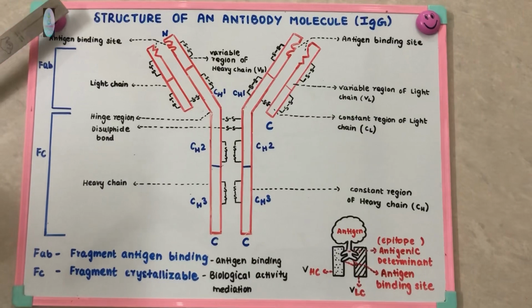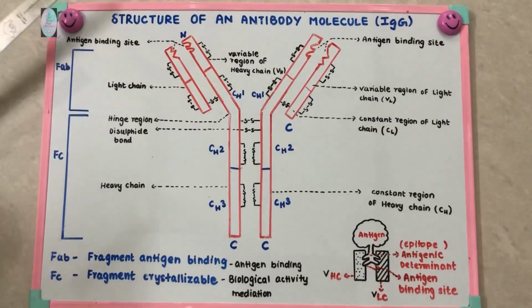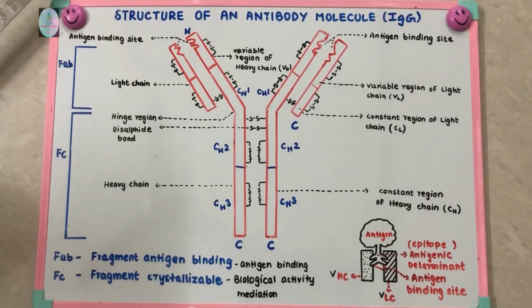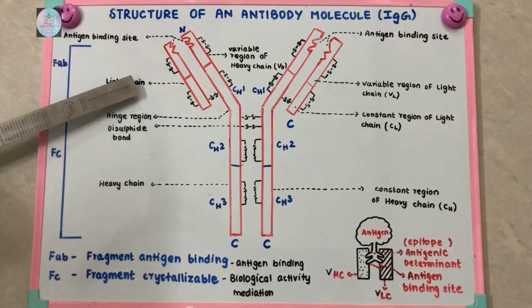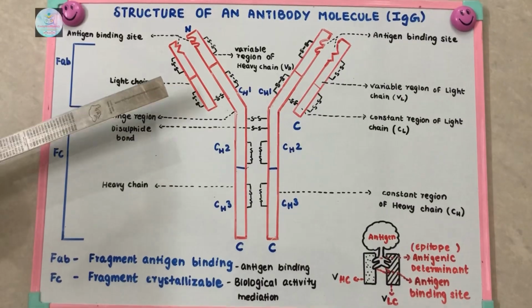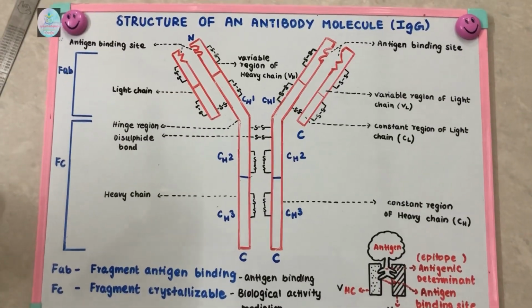The structure of an antibody molecule. IgG antibody is extensively studied and serves as the basic structural unit of all the immunoglobulins. So this IgG structure serves as a structure for all the antibodies.